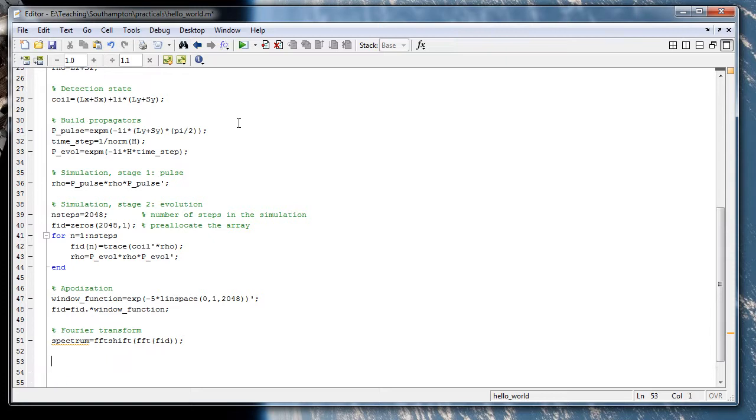And well, that's our spectrum. Let's try plotting it. Plot real spectrum and see what happens.